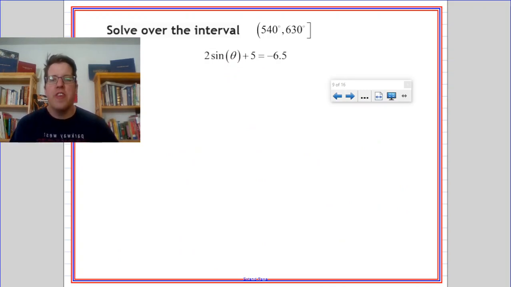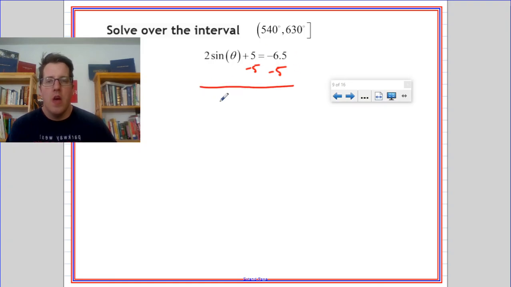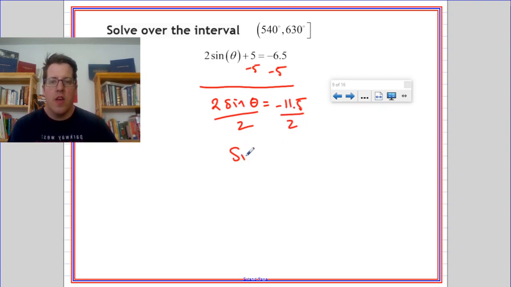Okay, so here's our next problem. Let's go ahead and try and solve this. We're going to subtract 5 from both sides. And we're going to get 2 sine theta equals negative 11.5. We're going to divide by 2. And this is the sort of process that we're going to go through all the time. And we're going to get sine theta equals negative 5.75.